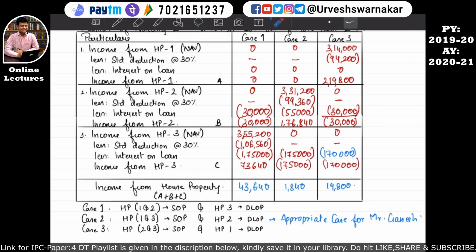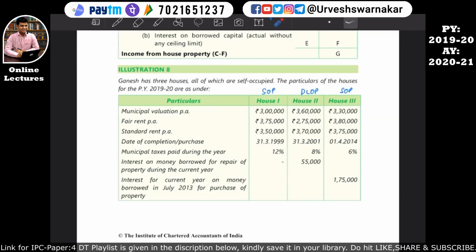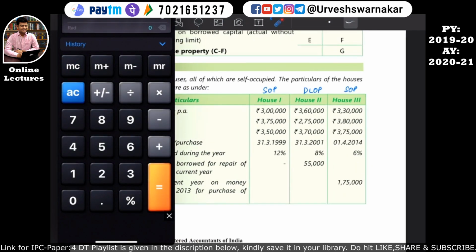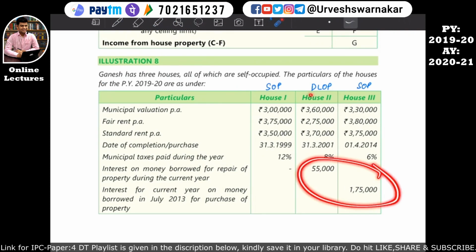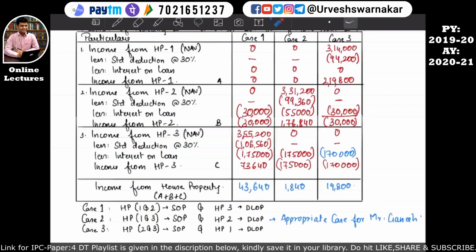In case 3, house property number 2 and house property 3 are the SOP, okay, and in the question they have said that 55,000 interest has been paid for house property 2's renovation. So in house property 3, the detail is given that interest of 1,75,000 is paid for the purchase of the house property. That means this total will be clubbed, which is equal to 55,000 plus 1,75,000 is equal to 2,30,000, but the maximum aggregate limit if these two house properties are SOPs, okay, then the aggregate limit will be 2 lakh.